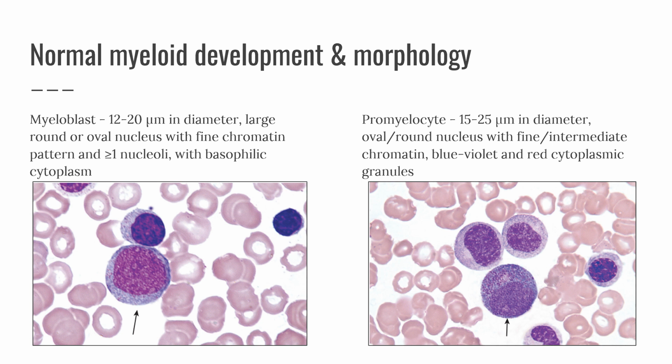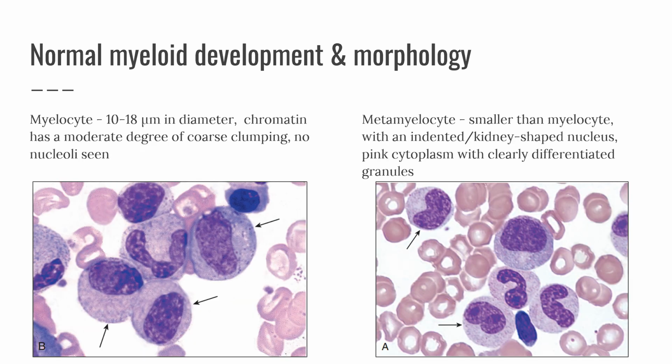Promyelocytes are a bit larger than your myeloblasts. They have an oval or round nucleus with fine or intermediate chromatin, blue, violet, and red cytoplasmic granules, and a pale area equating to the Golgi zone may be seen near the nucleus. A myelocyte is 10 to 18 microns in diameter, and it has a round or oval nucleus, which may be eccentrically placed, with a chromatin with a moderate degree of coarse clumping. The nucleoli is not seen in this cell. A moderate amount of blue-pink cytoplasm is noted.